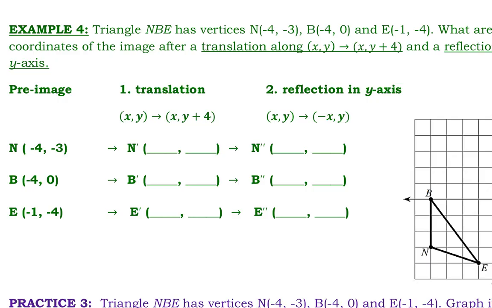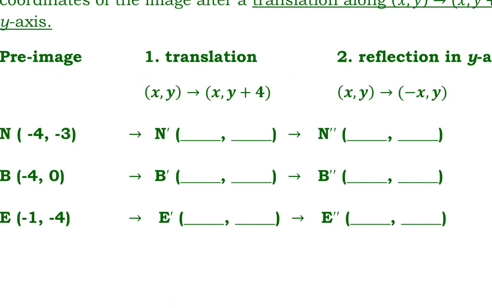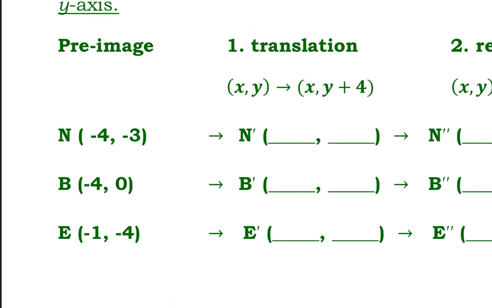So here they want us to find the coordinates after the translation and the reflection over the y. And I already have everything written for you. So this is how I would write it out if I was you, but you can do it however you'd like. You can count if you want. For my first thing, I'm going to translate it. My x doesn't change, so my x is fine. For the y's, I'm going to add 4. So what's negative 3 plus 4?